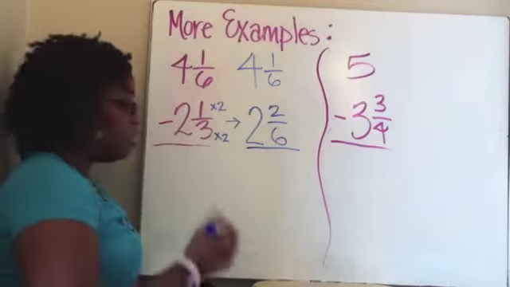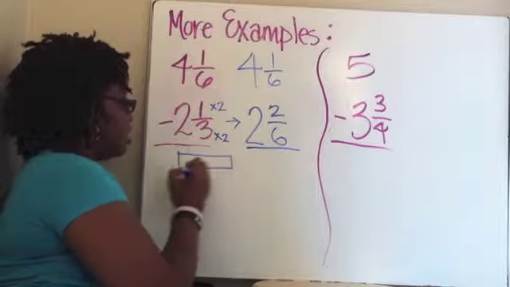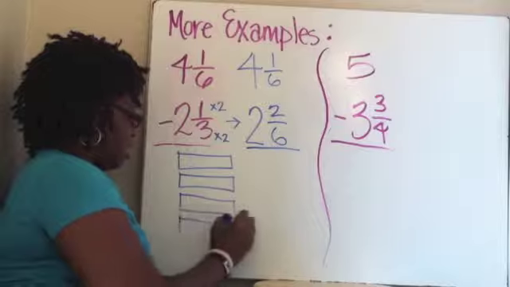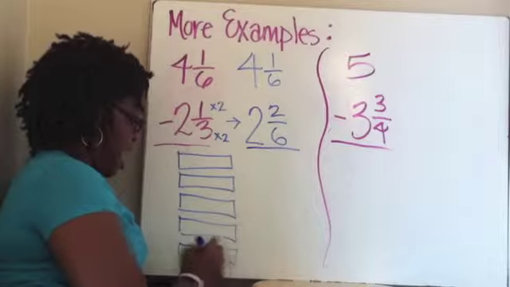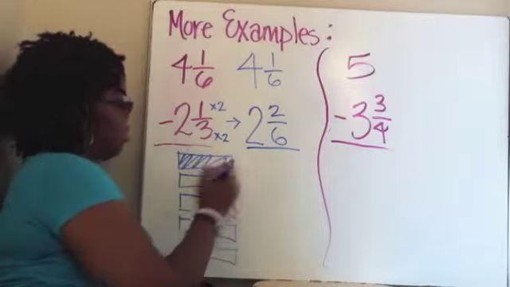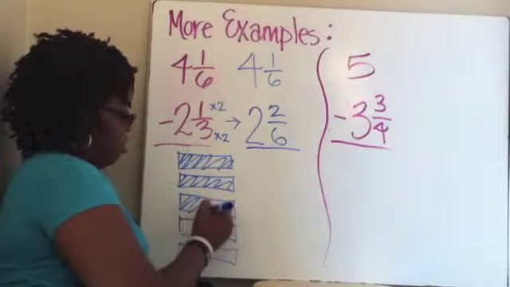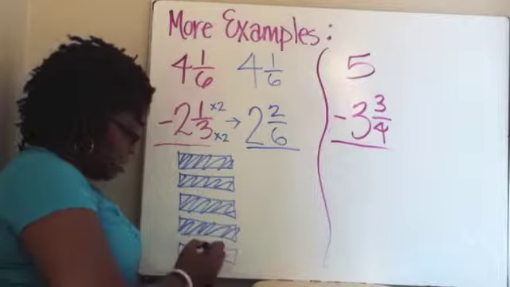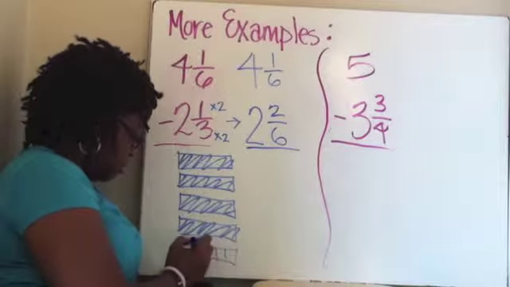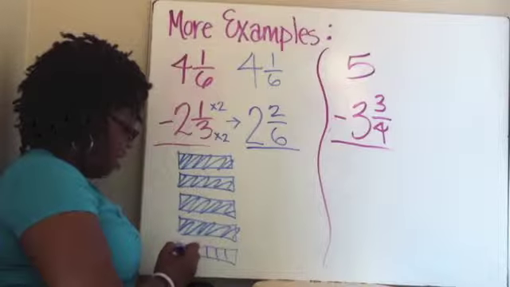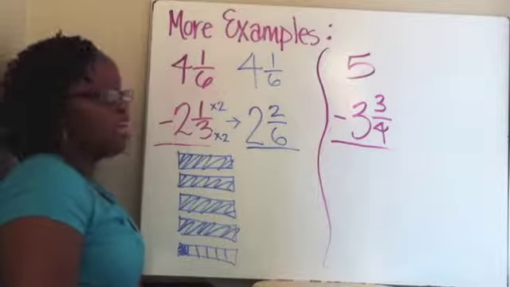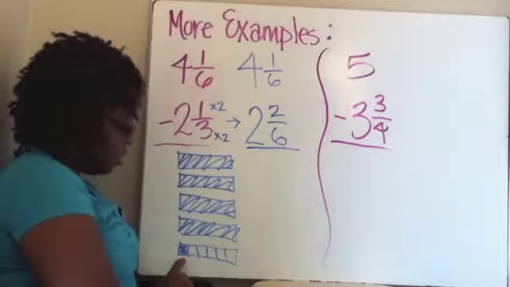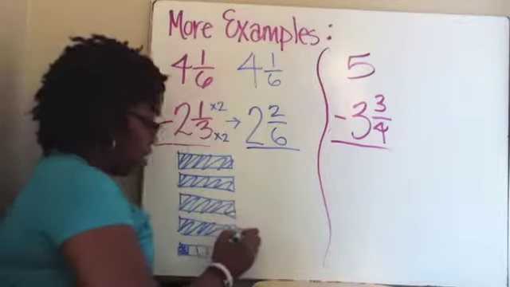Okay, and so since we're still developing this concept, let's look at the borrowing. Okay, so I'm going to draw the picture of it where I have 4 wholes. So 1, 2, 3, 4, and then 1/6. So that means this one has to be split into 6 pieces. Okay, and I only have 1 of them. Okay, and so what I need to do, I need to take away 2/6, but there's only 1 here. So what I'm going to do is borrow.